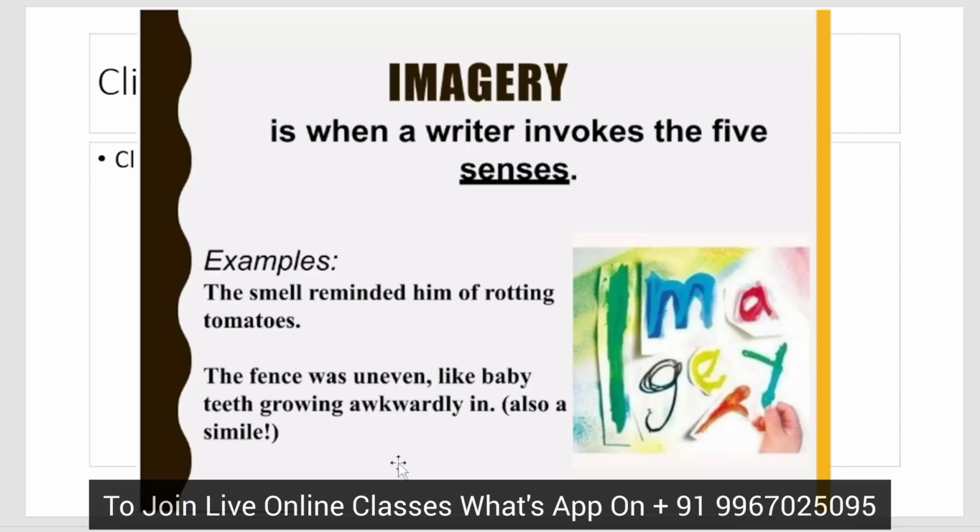So, the smell reminded him of rotting tomatoes. The fence was uneven, like baby teeth growing awkwardly. It is also a simile, because it's like baby teeth growing awkwardly. Definitely, whenever you are identifying figures of speech, it is not mandatory that every time you will have only one figure of speech in a sentence. There could be more than one. In this case, you have imagery as well as simile.